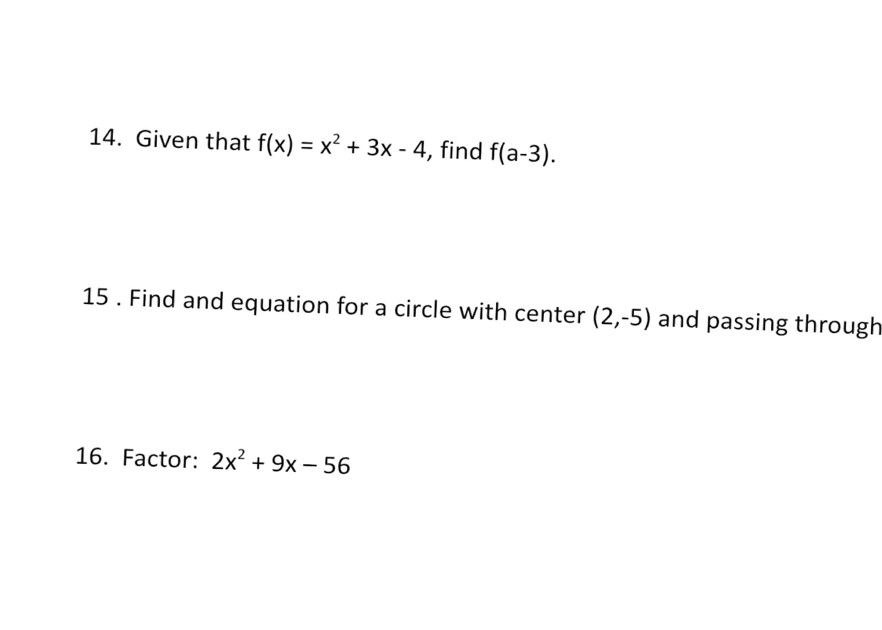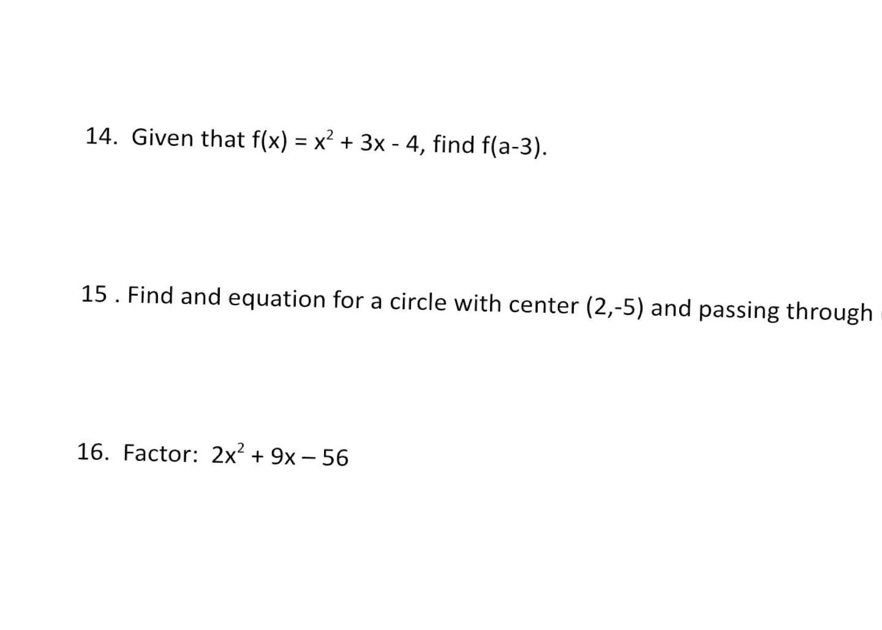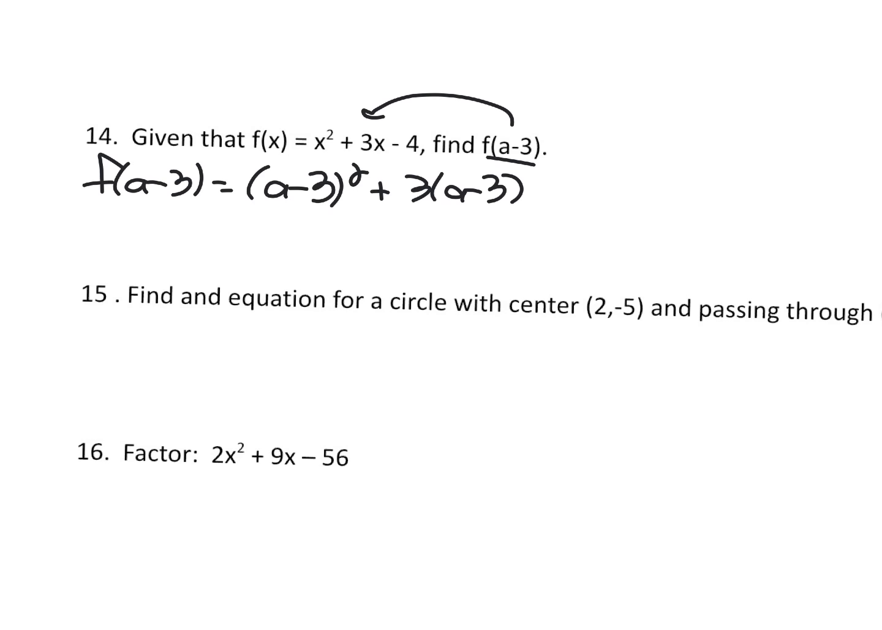14, given that f of x is that, find f of a minus 3. Anytime you see f of anything, that just means you're going to plug it in for x, right? So I'm going to say f of a minus 3 equals a minus 3 squared plus 3 times a minus 3 minus 4. All right, so square, multiply, double squared. That's where most people miss this problem.